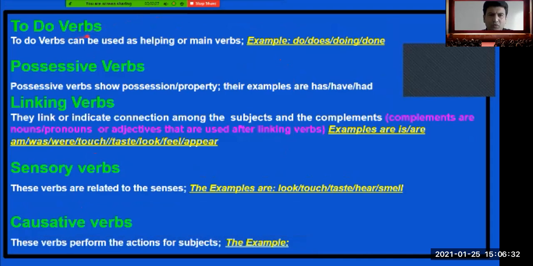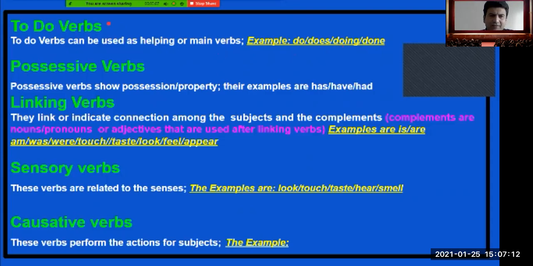So the next one is to do verbs. To do verbs can be used as helping or main verbs. Examples are do, does, doing, done, or did. So we call them to do verbs because they include do or does or did, or they are based on do or does. So when we say, where did you go? Here, this did is used as a helping verb. And when we say, I did this, did is a main verb here. So these verbs are called to do verbs.